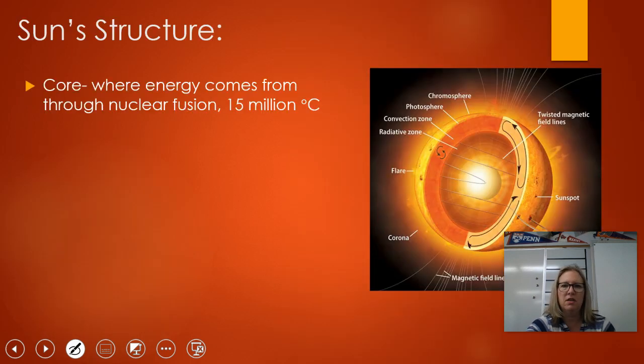So the structure of the sun, scientists are conjecturing this, they're predicting this, based on observations, based on the measurements they can take, but obviously nobody's ever been to the sun, okay? So the core of the sun could be about 15 million degrees Celsius, and that's where all the energy is coming from.